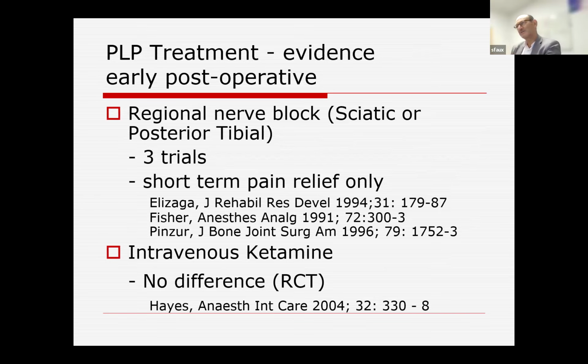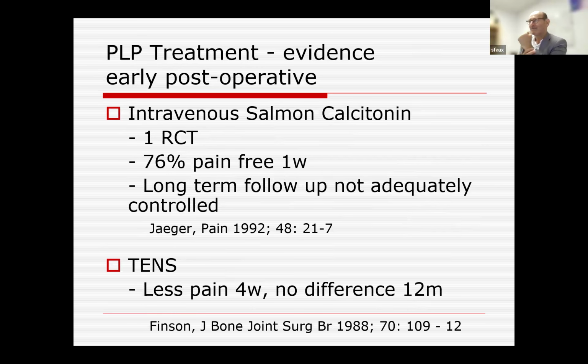Regional nerve blocks, sciatic or posterior tibial, give short-term pain relief only, so that would be only a matter of a day or two. Intravenous ketamine does not work for phantom limb pain. Intravenous salmon calcitonin: there was one study that showed 76% were pain-free at 1 week, but there were no follow-ups, so we don't really know. A TENS machine showed less pain at 4 weeks, but no difference at 12 weeks.